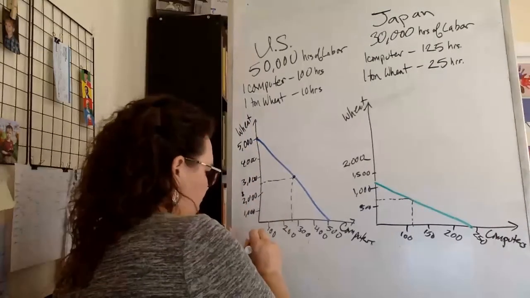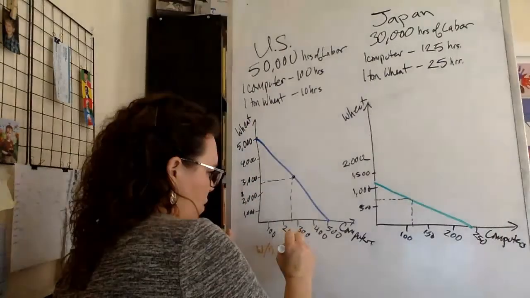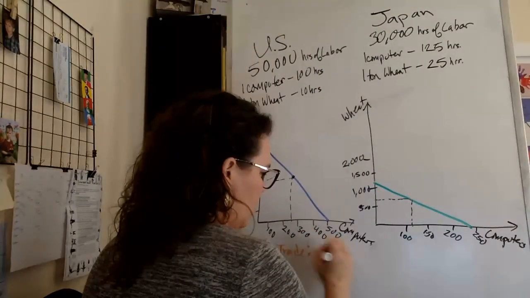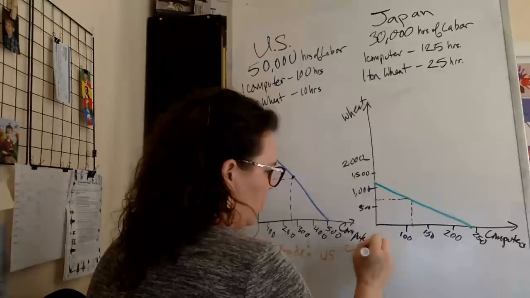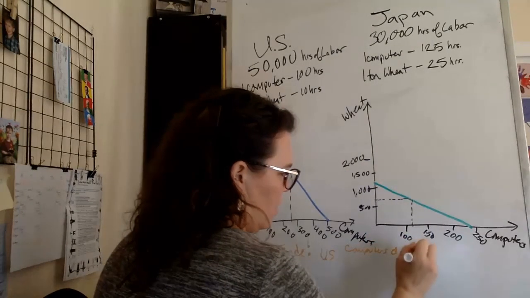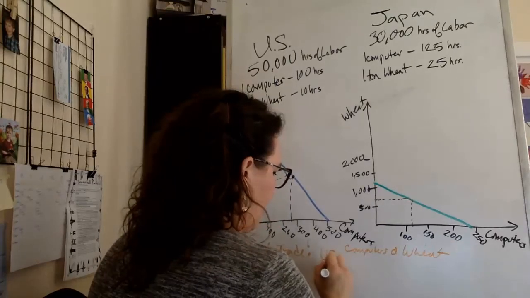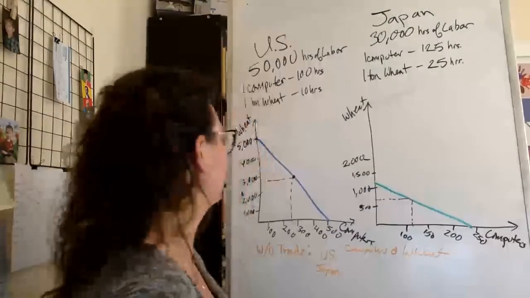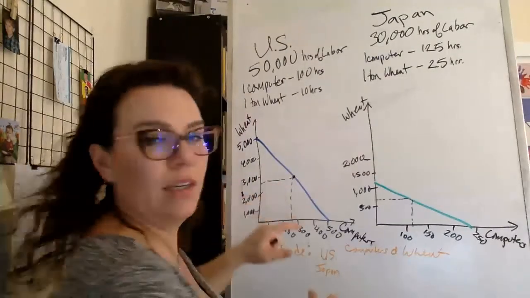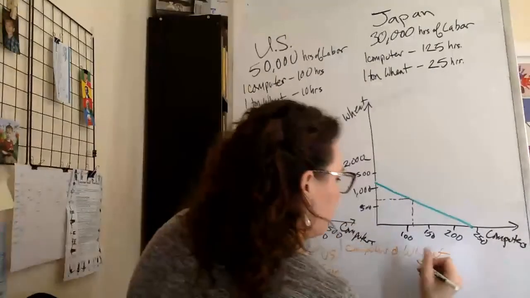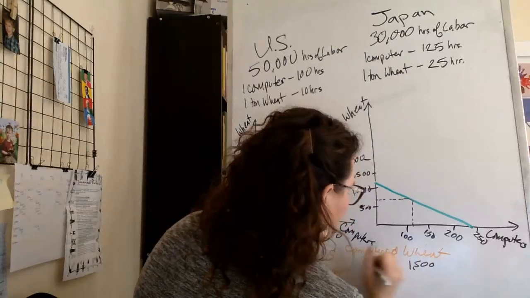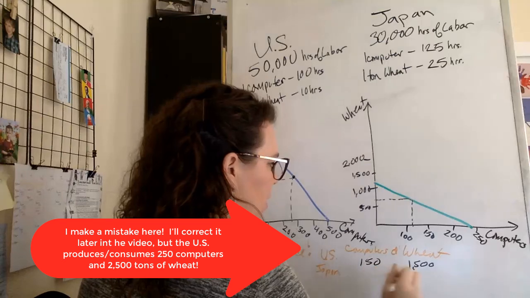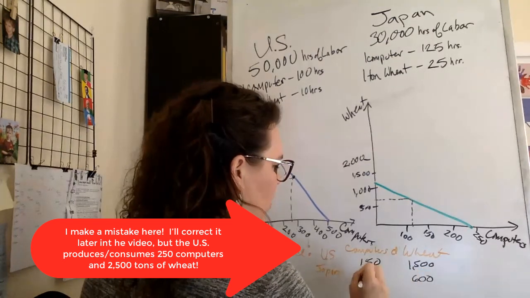So without trade, the US has both computers and wheat, and so does Japan. Without trade, the US is producing and consuming 1,500 tons of wheat and 150 computers, and Japan is doing 600 tons of wheat and 120 computers.